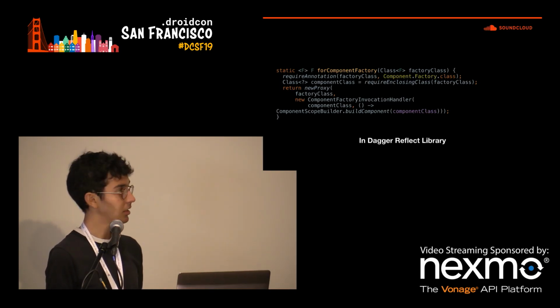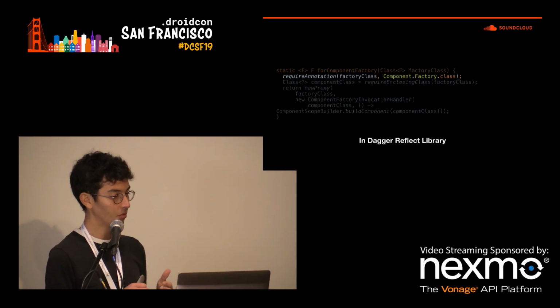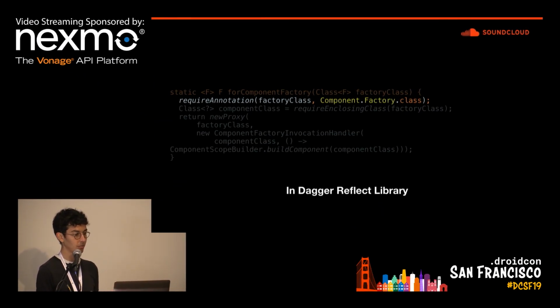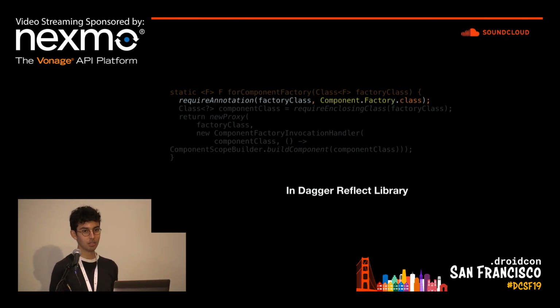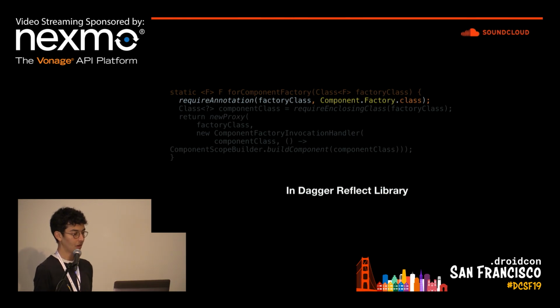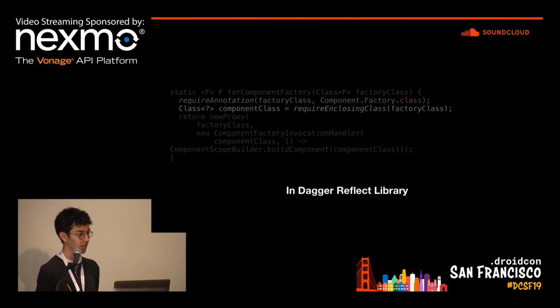The first thing it does is read the annotation on top of your component factory method. This is basically doing the same validation that Dagger would do at compile time, but at runtime. So it validates that you have the proper annotation on that class. The next thing it does is check that the annotation is inside a component class. This is because you can't just stick a factory annotation on any method. It needs to be inside your Dagger component. So that's what this check does.